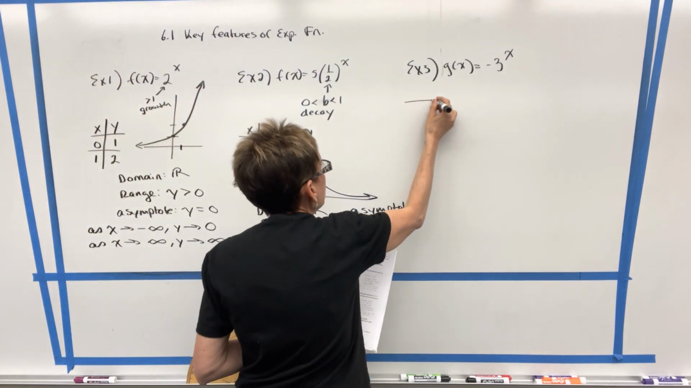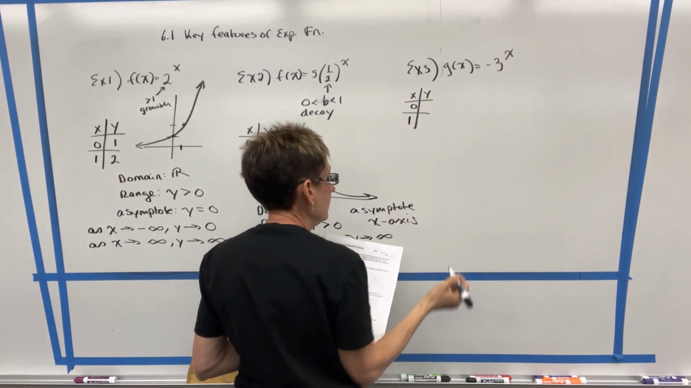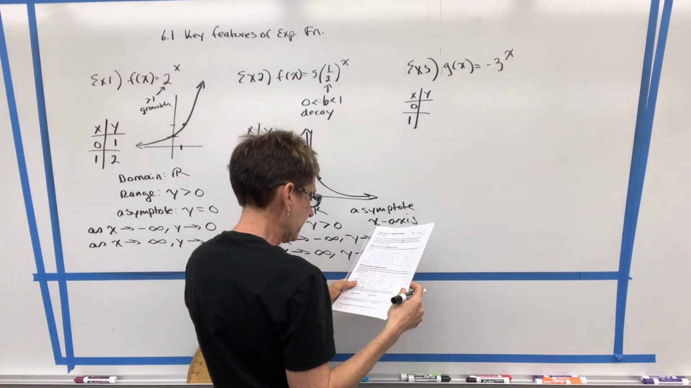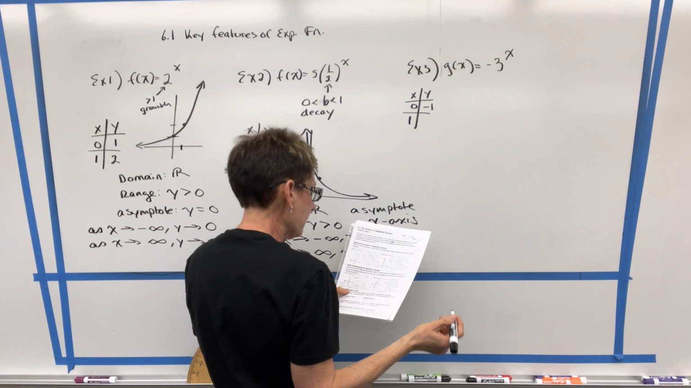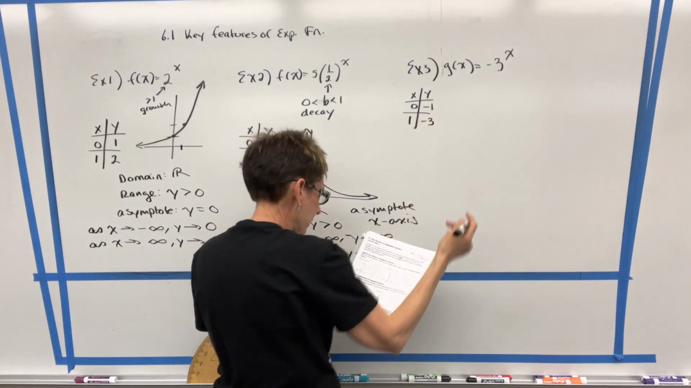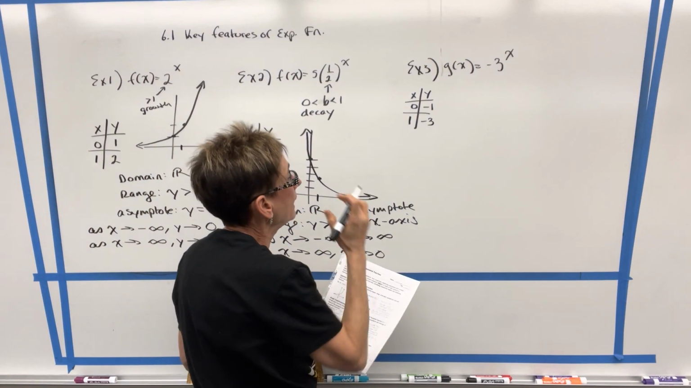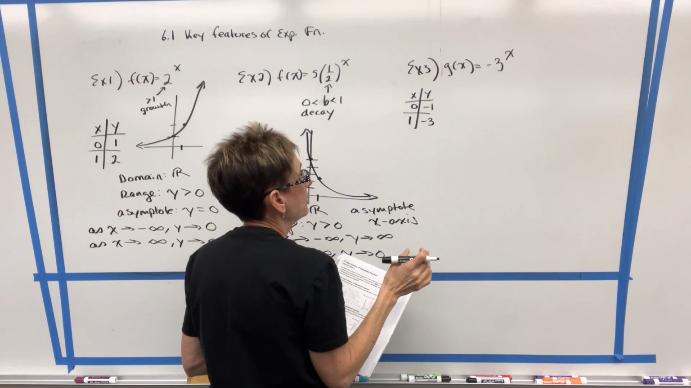So if I want to do a little plot here for x values of 0 and 1, when x is 0, then y is going to be -1. When x is 1, then y is going to be -3. So we want to see, and I guess on this particular question, the question was, how does this compare to the graph?